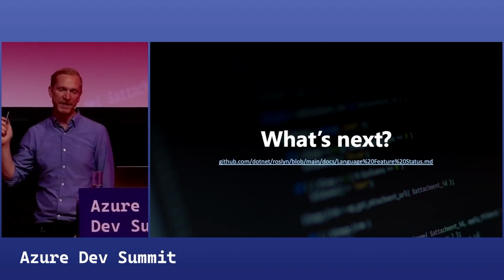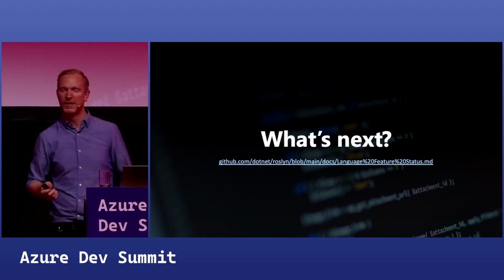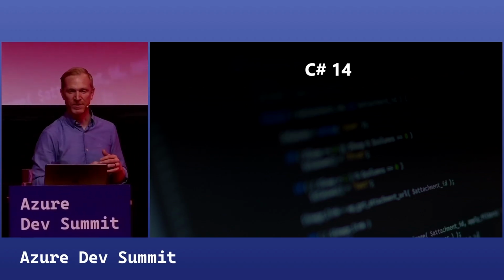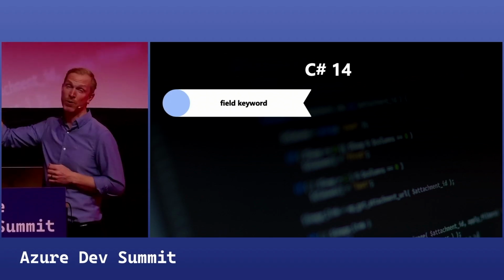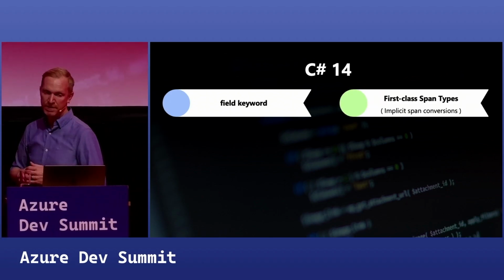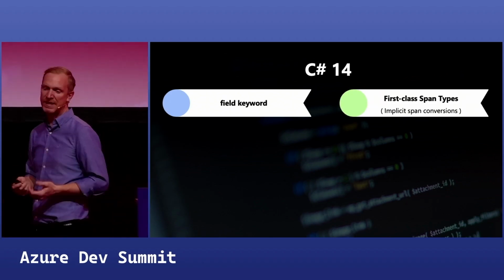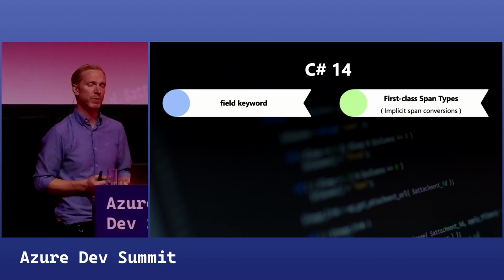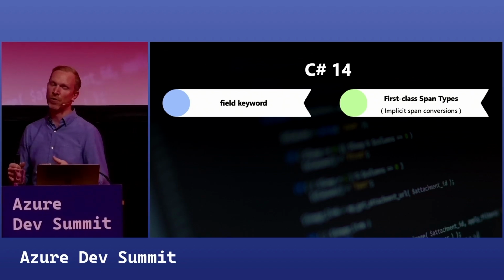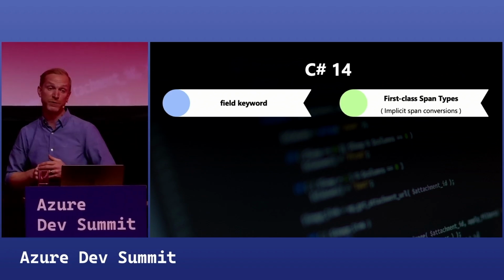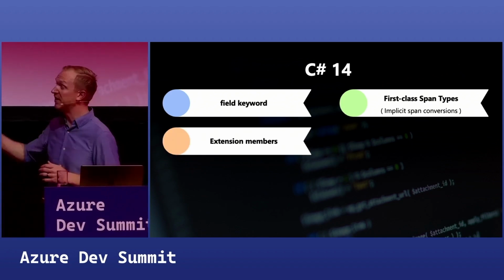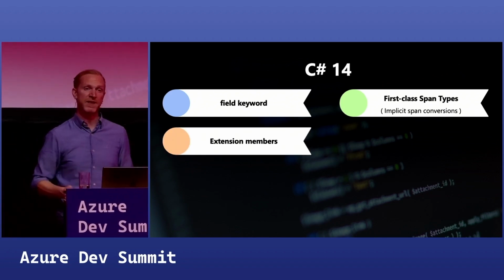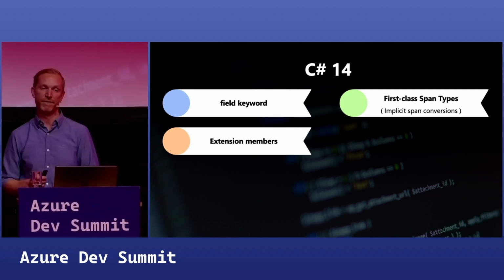C# 14 is the next version of C#, and it's going to be released in November this year. The field keyword is no longer going to be a preview feature. There's going to be more of a first-class span type, so it's going to do implicit conversions to spans as much as possible, allowing you to use more performance-focused types as well. There's the extension members, or extensions everything, that people have really wanted for a very long time.